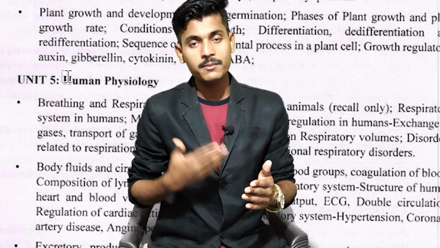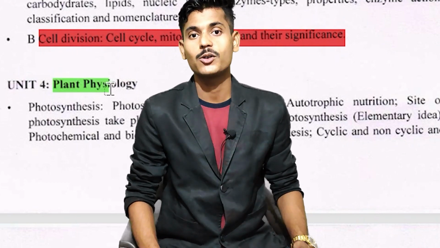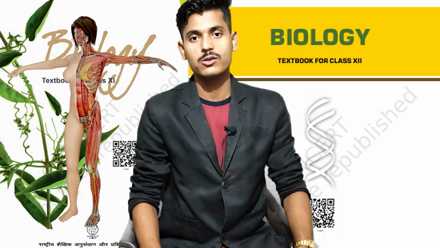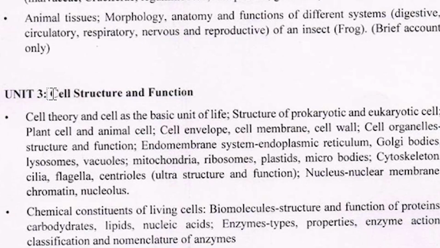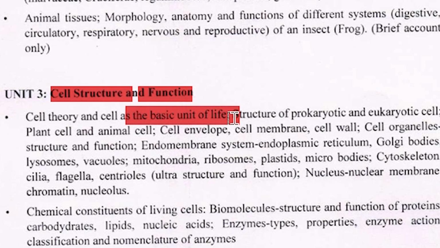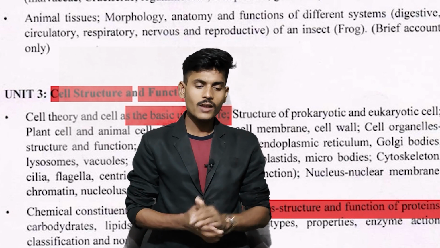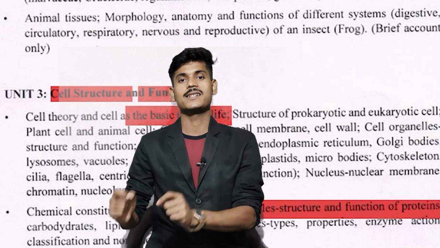Then we have human physiology and plant physiology, and we also have to study anatomy in lower animals and in humans. We also have to discuss the basic structural and functional unit of the human body, that is called the cell. We also have biomolecules, by which our body is made up. Apart from the cell and biomolecules, we have the chapter on cell cycle and cell division.